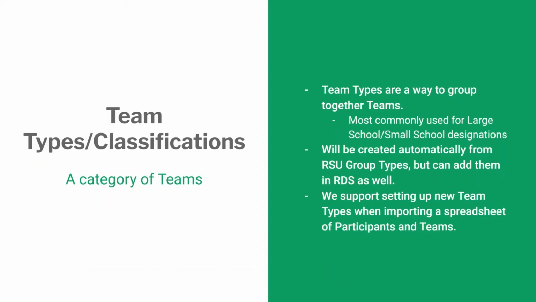So team types are a way to group teams together. Now, the most common use of team types for cross-country events will be large school, small school designations, or D1, D2, D3, NAIA, so on and so forth. So you wouldn't want to have boys teams and girls teams as separate team types. Usually you would only have one team type if you do not have any of these different designations like large school, small school. Maybe just a single cross-country team type would suffice if you do not need to separate out scoring for a single race.